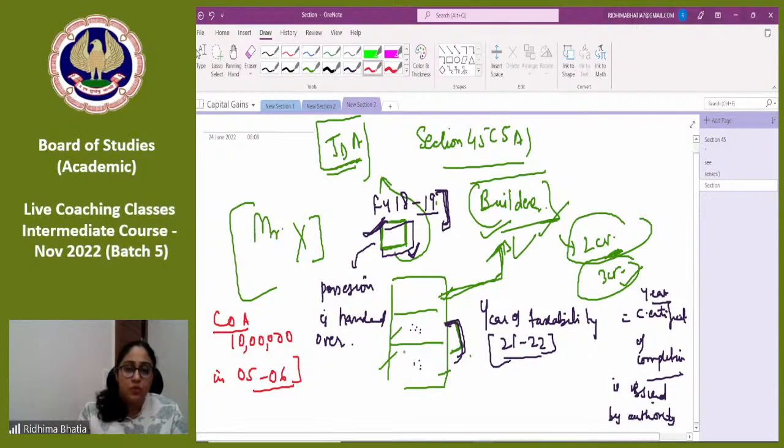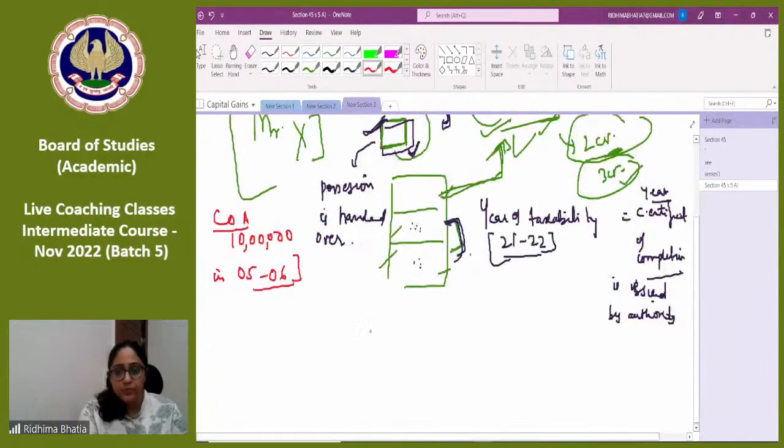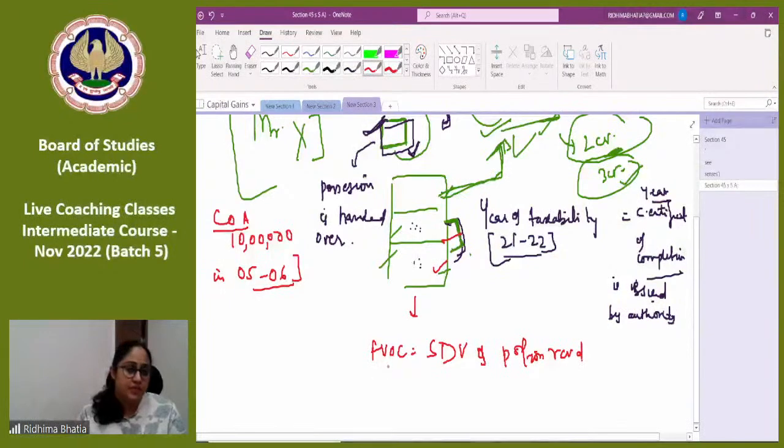What happened? What would be my full value of consideration is what your next question should be in this scenario, right? What would be my full value of consideration? What am I getting in return? These 2 flats. What am I getting in return? These 2 flats. So whenever we are talking about building, we do not refer to the term fair market value, we refer to the term of stamp duty value. So the stamp duty value of the portion received would be my full value of consideration, because think logically, for giving up this, I got this. For giving up this, I got this. So stamp duty value of the portion received on which date? On date of completion, when the certificate of completion is given.